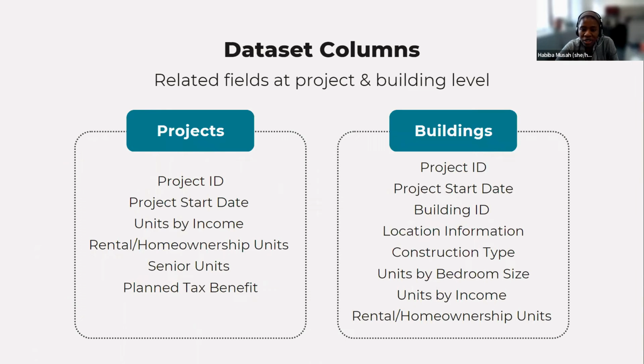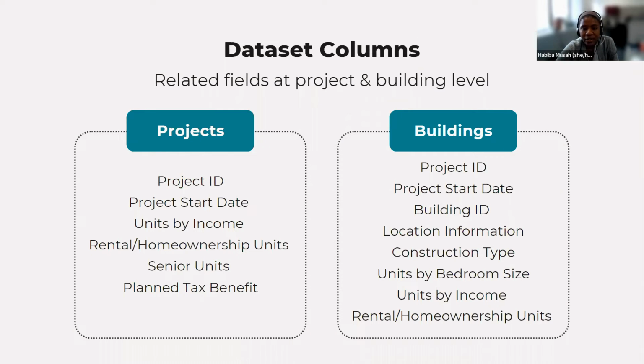So some of the fields that you'll find in the projects data set include project ID, which is the unique identifier that I alluded to earlier, project start date, which is the closing date for the project, units by income or AMI, which tells you the number of units at each AMI bucket, rental and homeownership units, senior units, and planned tax benefit, which tells you the tax benefit that the project is expected to receive.